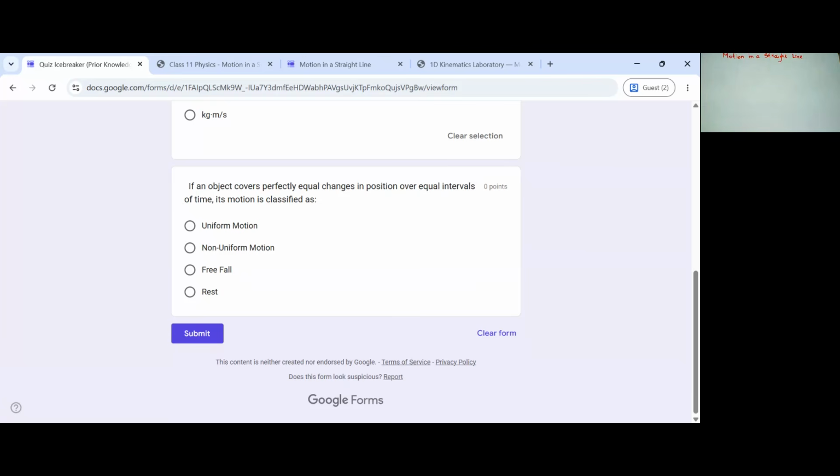Third question. If an object covers perfectly equal changes in position over equal intervals of time, its motion is classified as this. What type of motion is that? Uniform motion, non-uniform motion, free fall, or rest. Which one is correct?